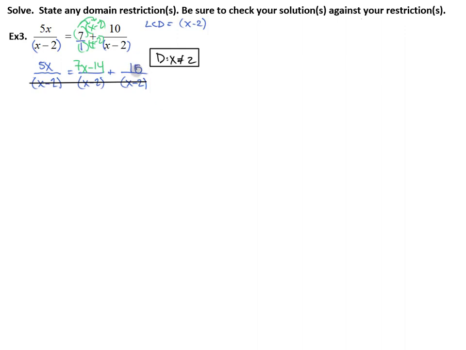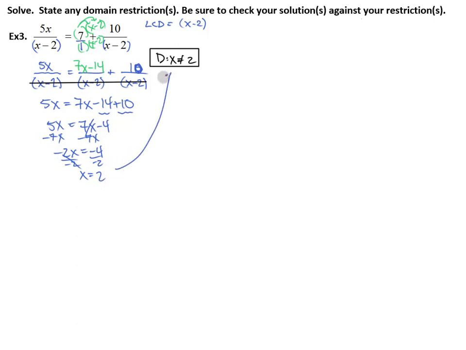This is a 10. Apologies here, guys, my zeros look like 6s today. 5x equals 7x minus 14 plus 10. Let's go ahead and combine those two, which will give me 7x minus 4. And let's move our 7x to the other side, which will give me negative 2x equals negative 4. And if you divide by negative 2, we get x equals 2.